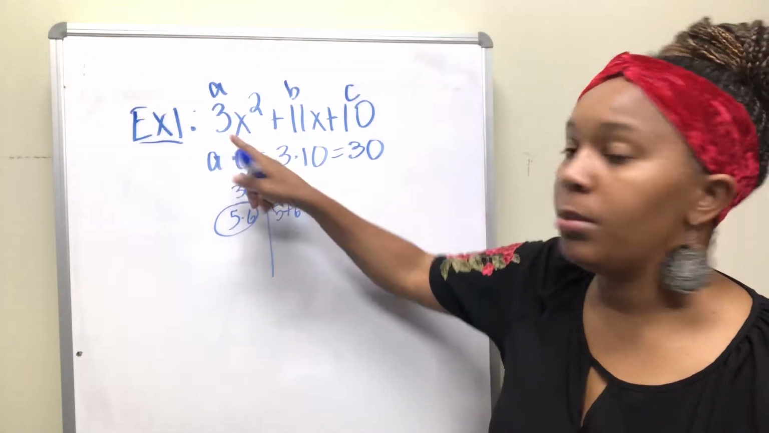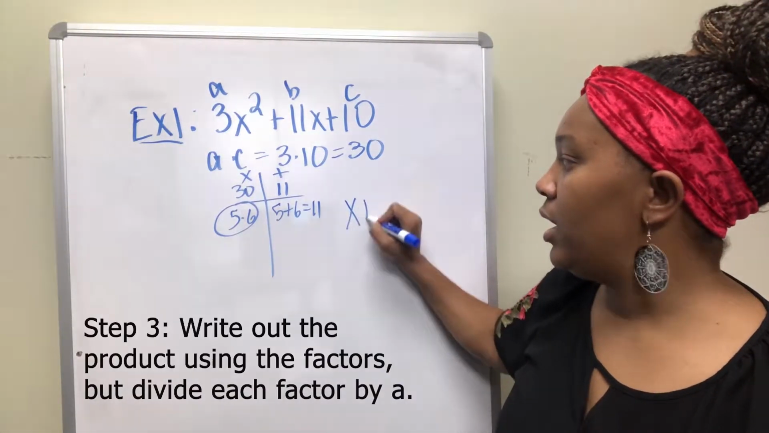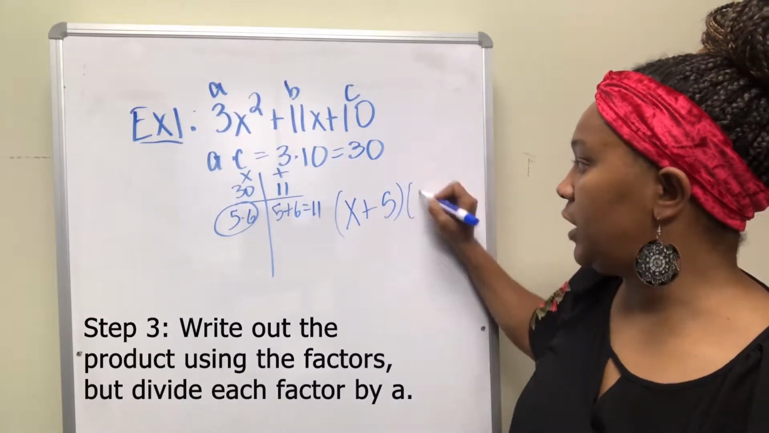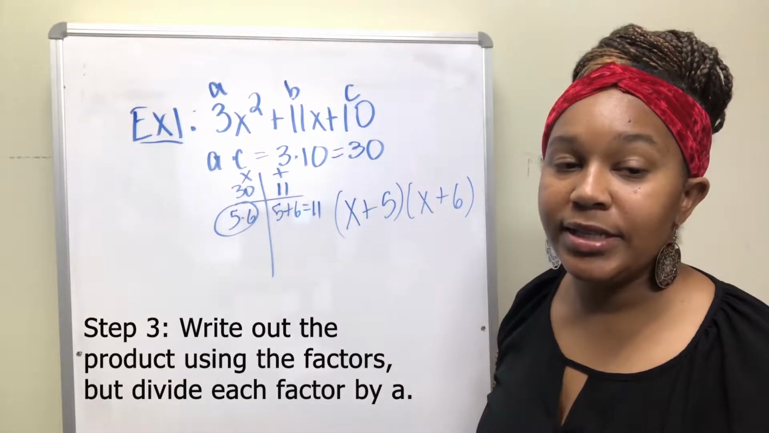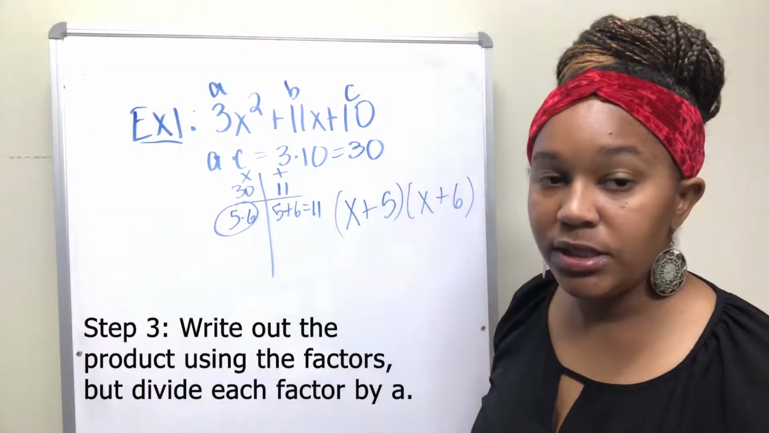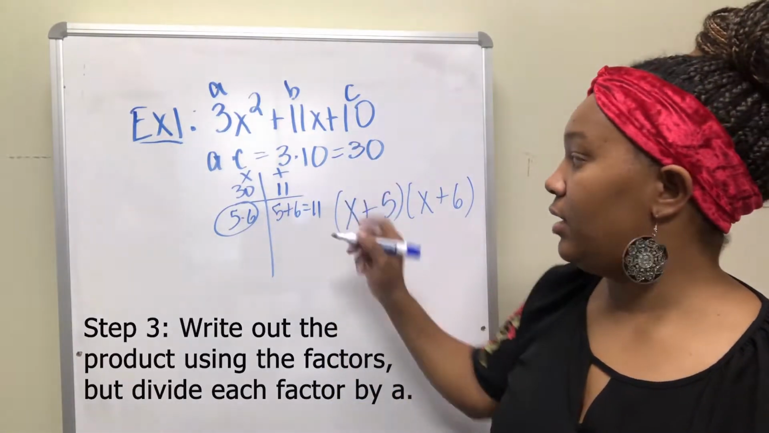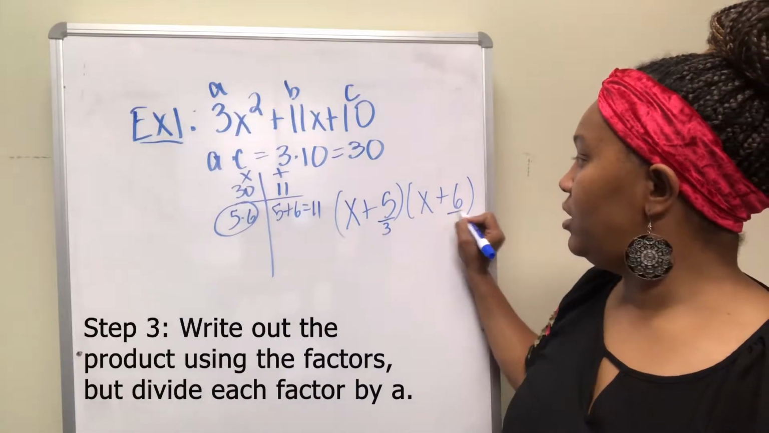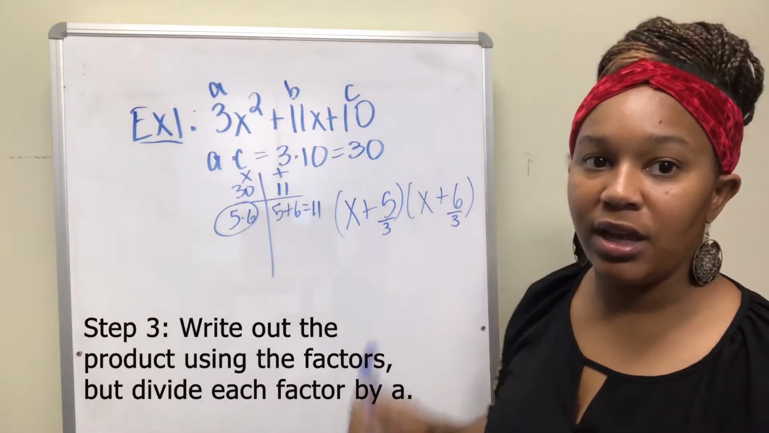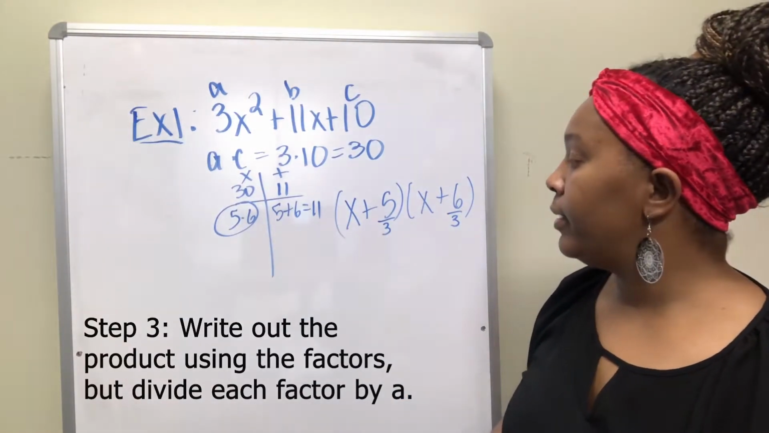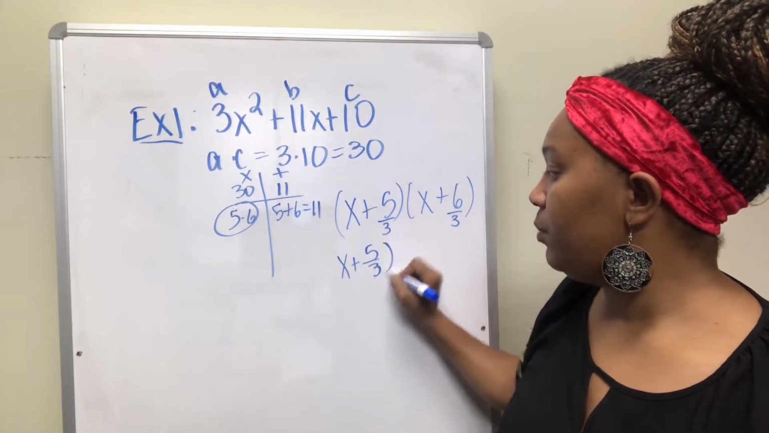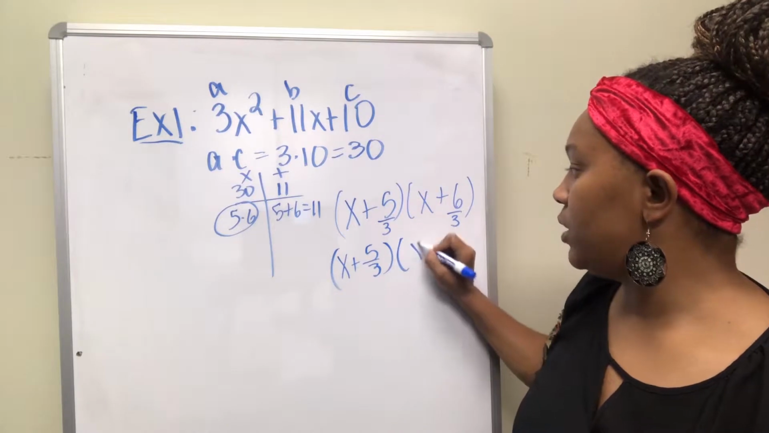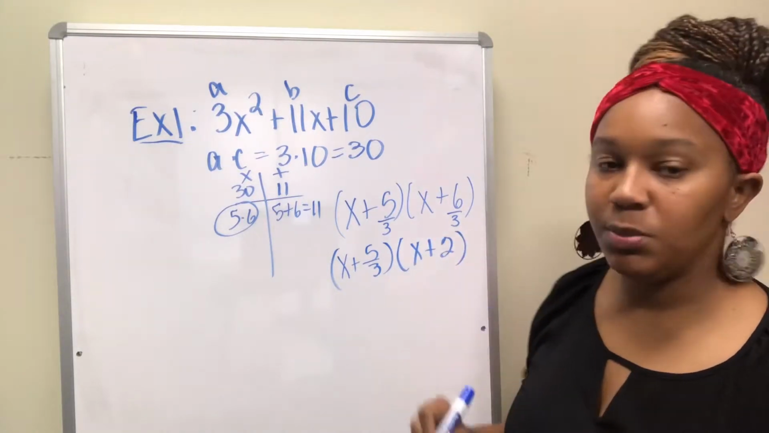Now, if there was no number in front, then my answer would just be x plus 5, x plus 6. However, since there is a leading coefficient that's not 1, I have to take that number and divide it by each of those factors. So I take each factor divided by 3. This becomes x plus 5 thirds, which can't be simplified, and 6 divided by 3 is 2, so that becomes x plus 2.